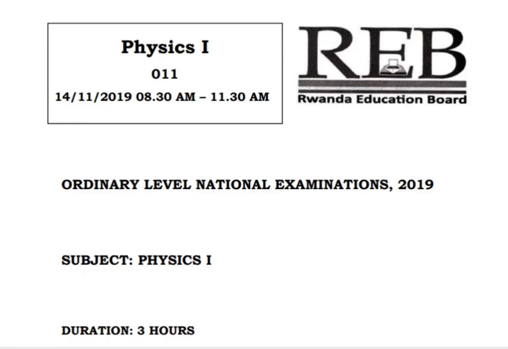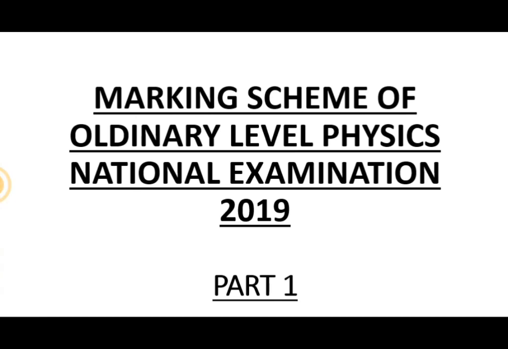Today we are going to collect Physics Ordinary Level National Exam 2019. Yes, this exam has three sections: Section A, Section B, and Section C. But we are going to begin from the question which has more marks. That's why we're going to begin from Section C. Yes, we are going to begin from Section C.